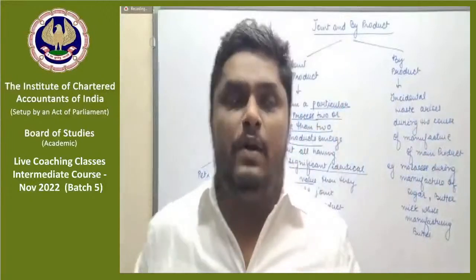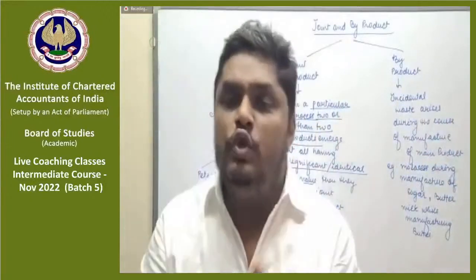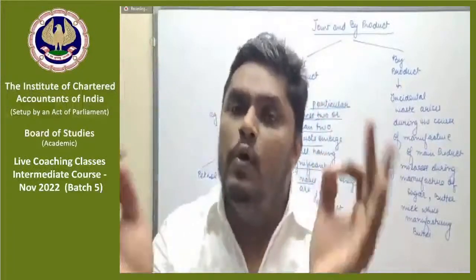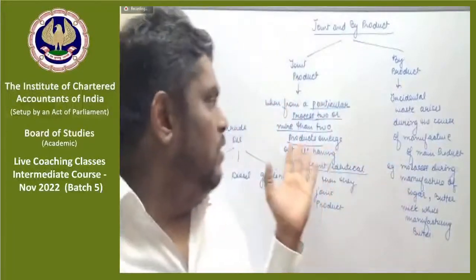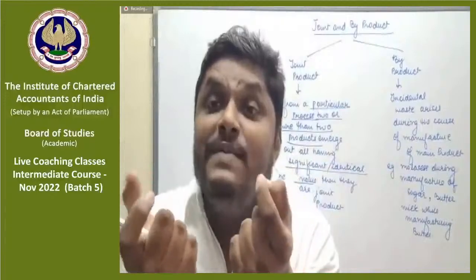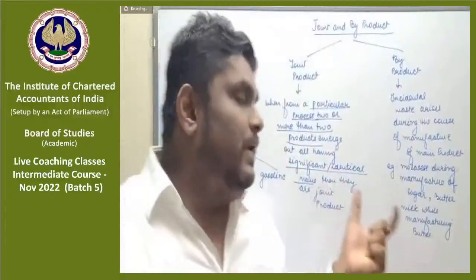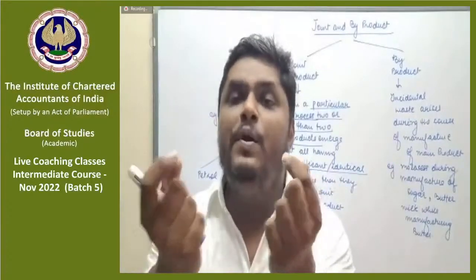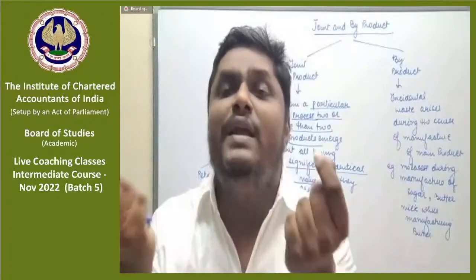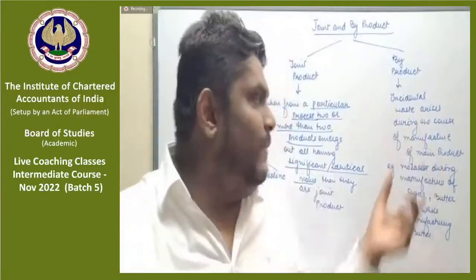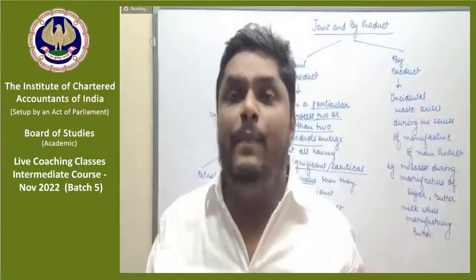So that is byproduct. So I repeat again, joint product is when two or more than two products emerge out, and very important, all having some significant value. Then these are known as joint products. When talking about byproducts, these can be sold in the market at a very nominal price. So that's why the major difference is the pricing part.